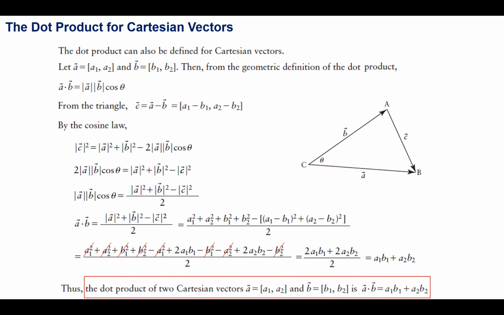Therefore, we have the following conclusion. If we have two vectors, A, which is A1, A2, vector B, which is B1, B2, then the dot product of A and B equals A1 times B1 plus A2 times B2. Note that A1, A2 are the two components for Cartesian vector A, and B1, B2 are the two components for Cartesian vector B. So that's a dot product for vectors in the Cartesian form.